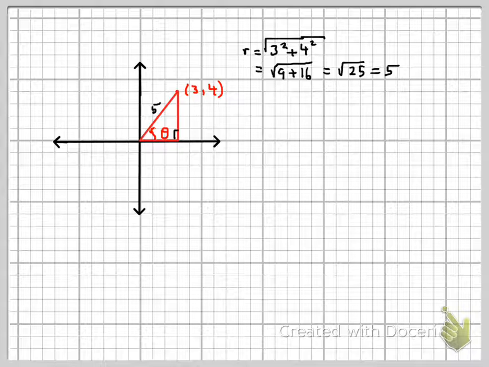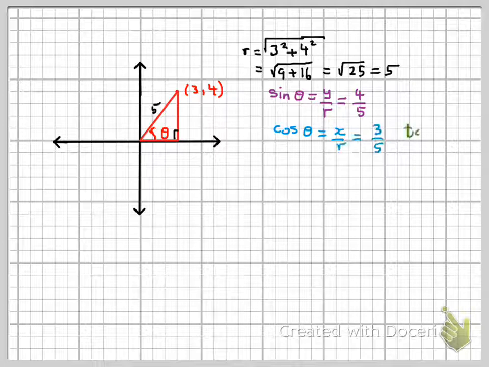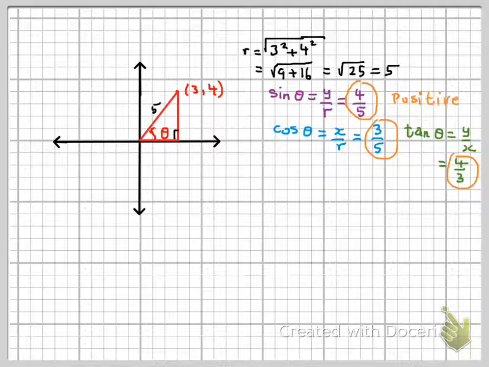And now that we know r is 5, we can talk about the trigonometric ratios of the angle theta. Sine of theta, by definition, is y over r, which is 4 over 5. Cosine of theta is x over r, which is the same thing as 3 over 5. And tangent of theta is y over x, which is 4 over 3. So these are the trigonometric ratios for that angle theta, where the point on the terminal arm is in the first quadrant. Please observe that the trigonometric ratios of all three, sine, cosine, and tangent, are positive in quadrant 1. You can see 4/5, 3/5, and 4/3.